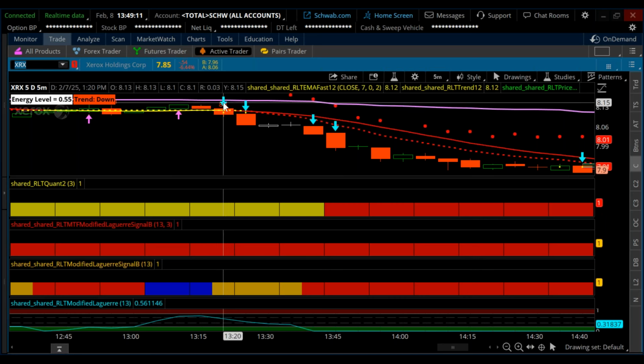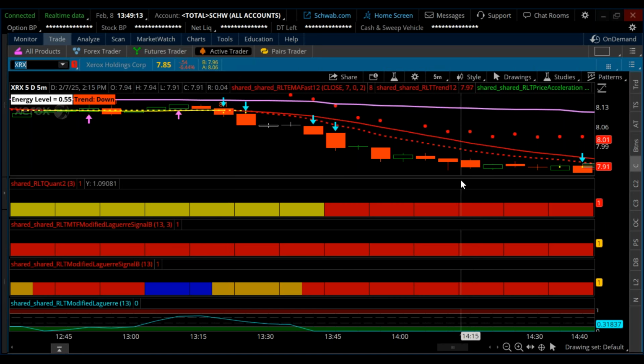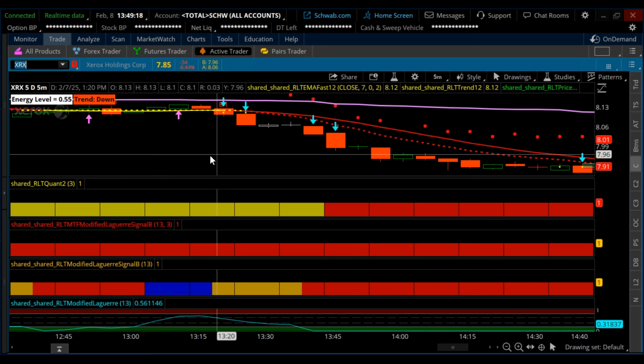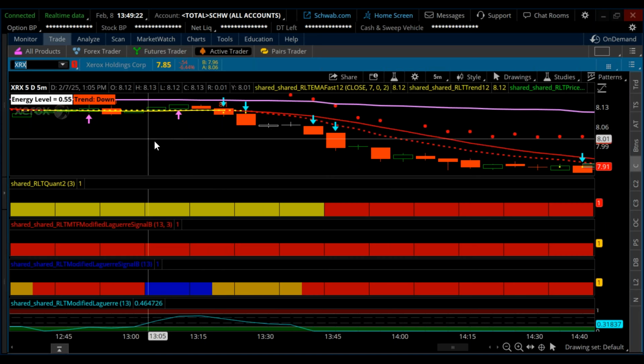This is what tells me that this is a reversal. This is where you would take it short. And that's a nice trade that you would take in XRX. All right, so I just kind of wanted to show you a couple of those on SPY and XRX.